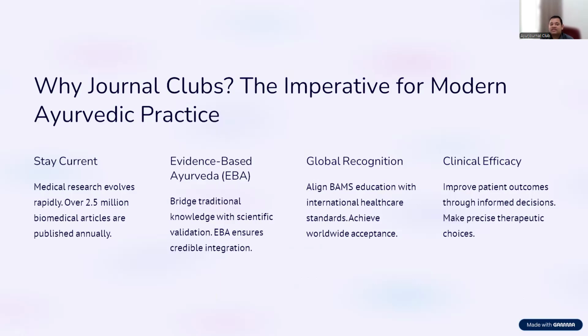Next, you can see it will be evidence-based Ayurveda, which is going to bridge traditional knowledge with scientific validation, and it also ensures credible integration. So globally, we can be given validated medicine practice. So we are going to get global recognition. This will be achieved by worldwide acceptance of our pathy. And then, of course, we are going to get clinical efficacy. When we learn about new decisions, new papers, new therapeutic choices, then we can choose a more precise therapy for our patients.